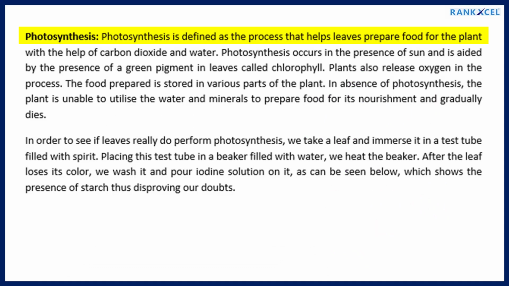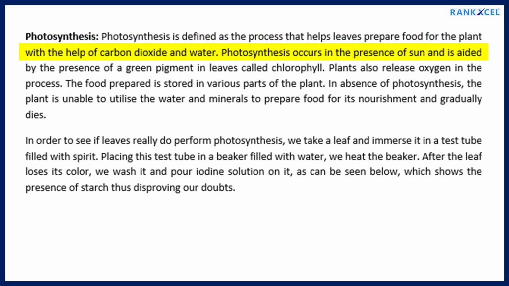Photosynthesis. Photosynthesis is defined as the process that helps leaves prepare food for the plant with the help of carbon dioxide and water. Photosynthesis occurs in the presence of sun and is aided by the presence of a green pigment in leaves called chlorophyll. Plants also release oxygen in the process. The food prepared is stored in various parts of the plant.